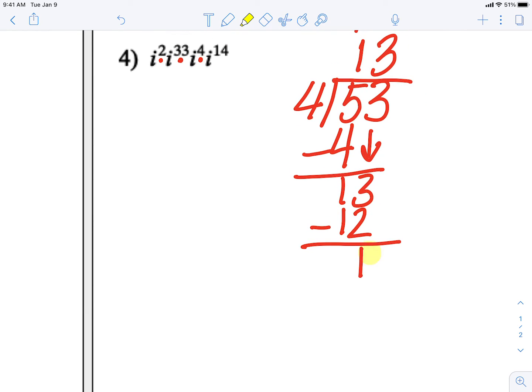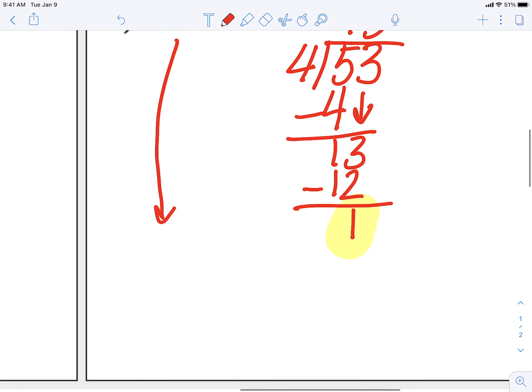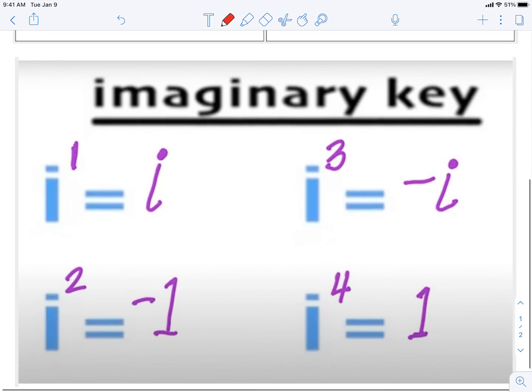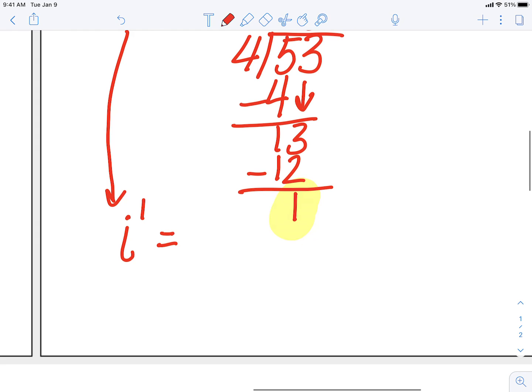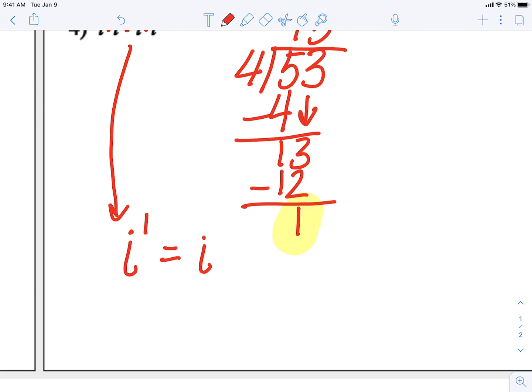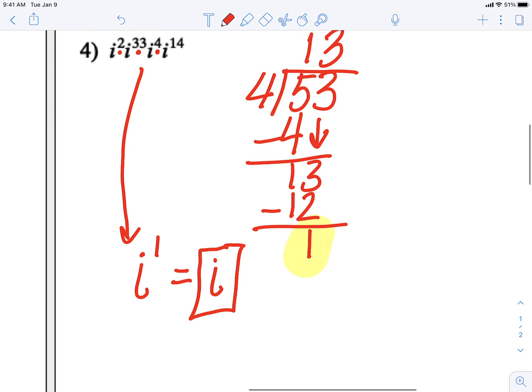So this is my new exponent for my new i. So all of these become i to the power of 1. And this is where I get my 1 from, right? From the remainder. So this equals i to the power of 1. Well, I check my imaginary key. i to the power of 1 is just i. Right? So I go back and I say i. There you go. So all this stuff right here evaluates to i.